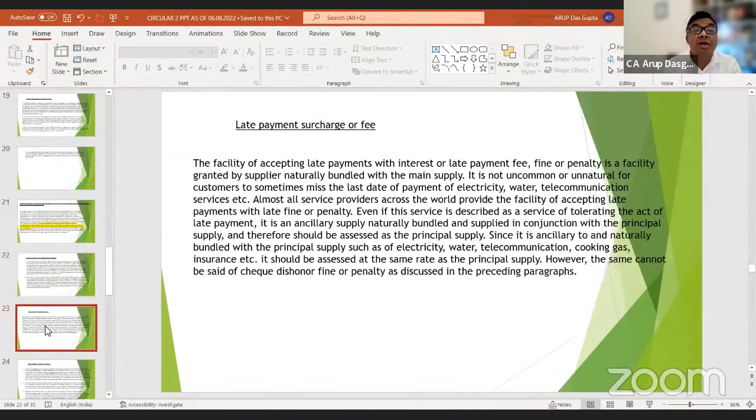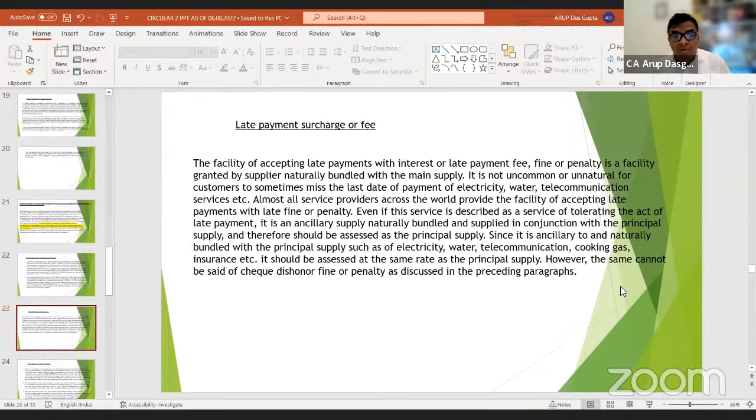Next, they have discussed the late payment surcharge on fees. Here we need to understand that it's ancillary to and naturally bundled with the principal supply of electricity, water, telecommunication, cooking gas, etc. It should be assessed at the same rate as the principal supply. However, the same cannot be said of the cheque reserve.